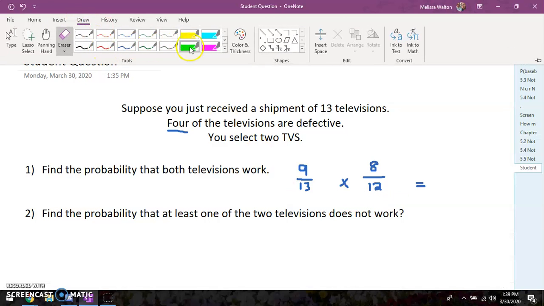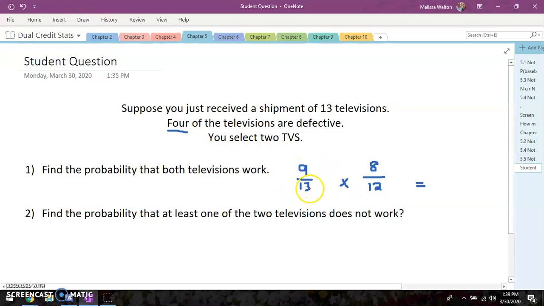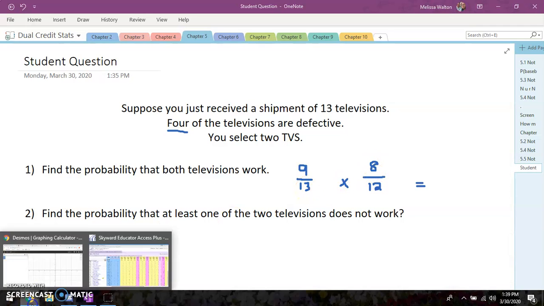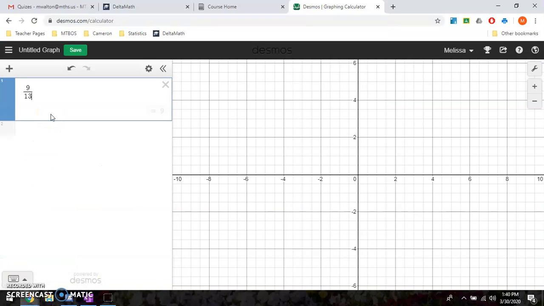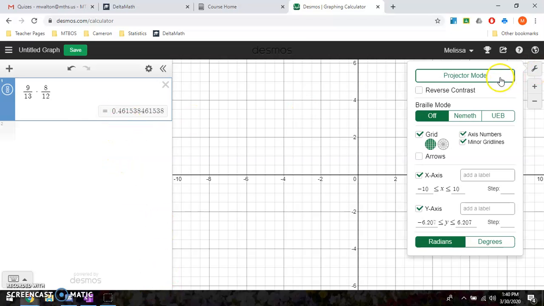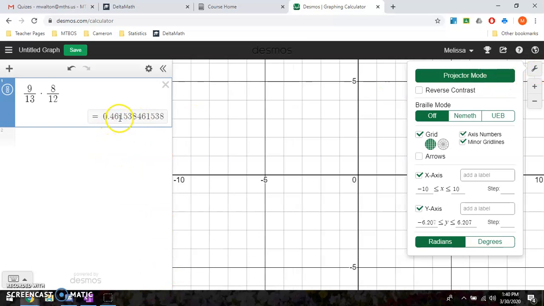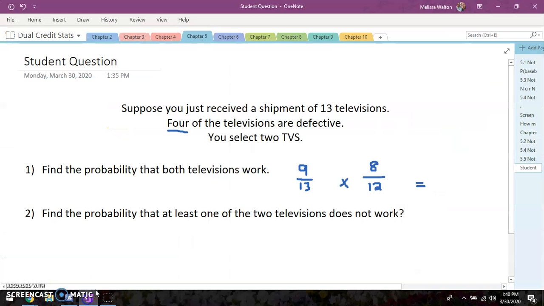So our first event, before we had selected anything, I had a 9 out of 13 chance of getting a TV that works. And then for my second one, I had an 8 out of 12 chance. So if I were to multiply these together, 9 out of 13 times 8 out of 12, I'm right at about a 46% chance. So this answer would be, let me go ahead and zoom in a little bit, 0.461. All right, so that is for the first problem.